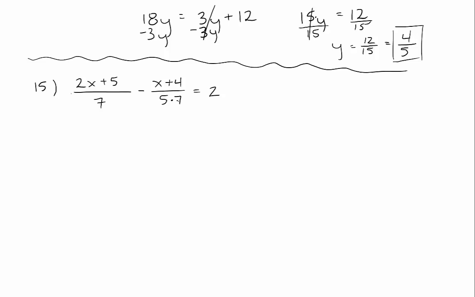How do I do that? Well, I'm going to multiply this side by 7. I multiply the denominators by each other. And then I'm going to multiply the top by 7, but I have to multiply the whole top, right? So I put parentheses around it.